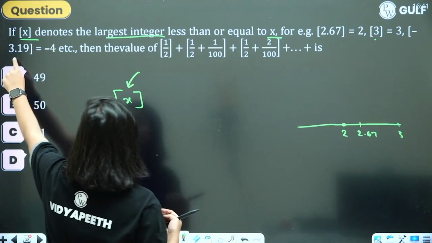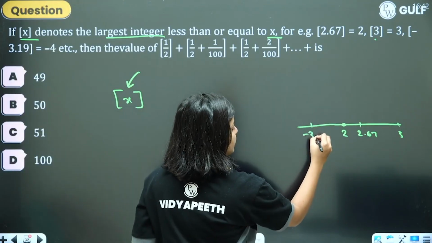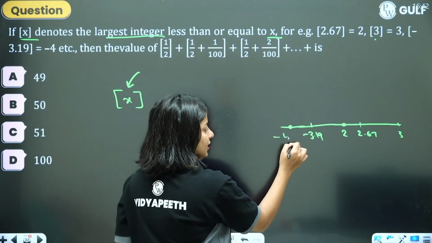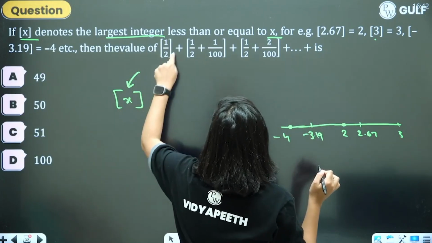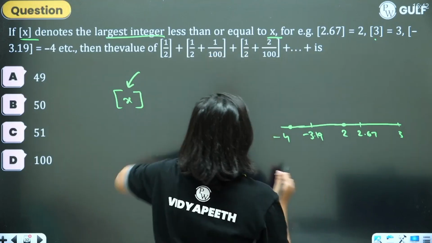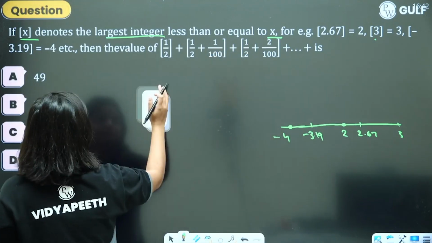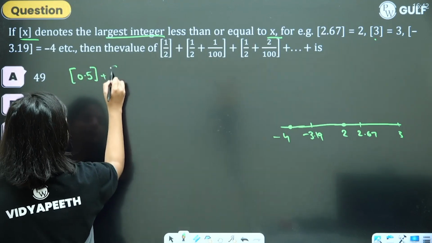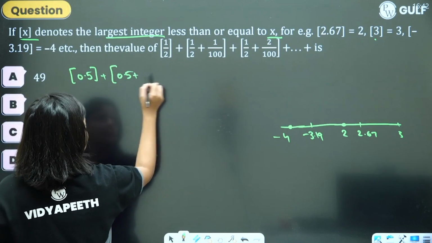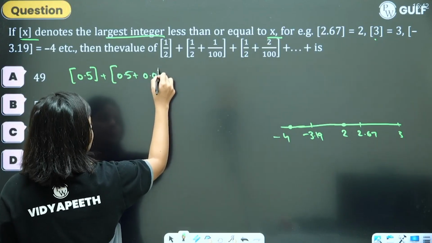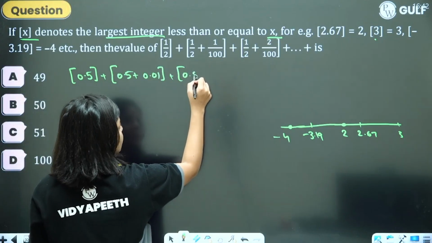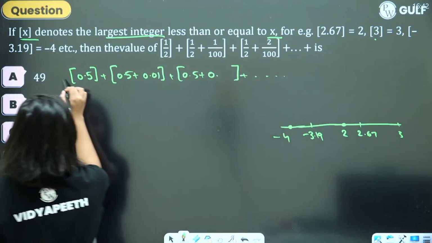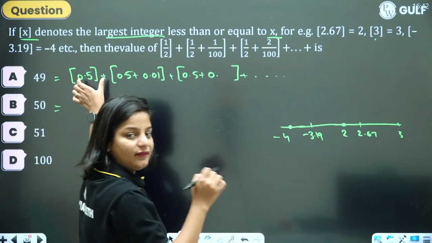Minus 3.19. So what is it? It's not an integer, right? Check on the left. It will be minus 4. So the value of 1 by 2, 1 by 2 plus 1 by 100 and so on will be how much? That's the question. Now 1 by 2 is 0.5. 0.5 plus 1 by 100 will be 0.51. Similarly, 0.5 plus 2 by 100 will also be 0 point something and so on. Can you understand? What will be the GIF value of 0.5?